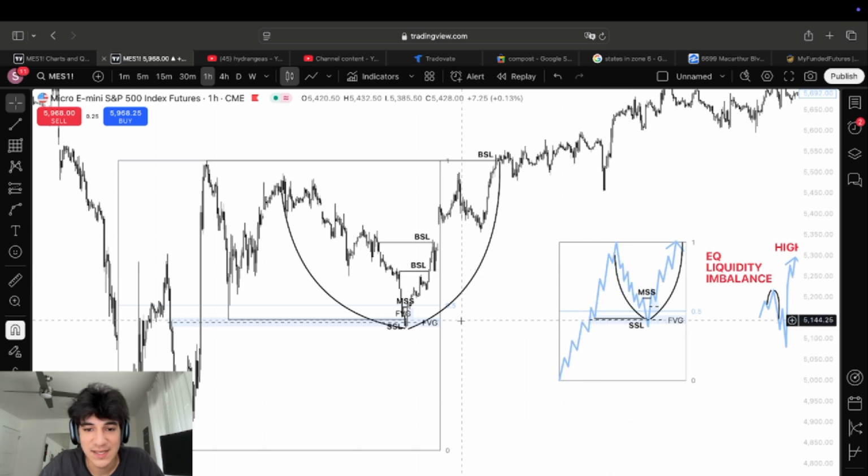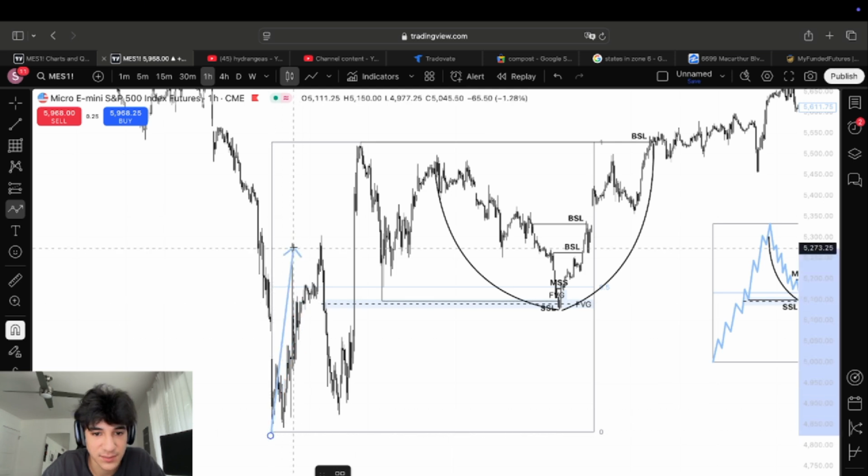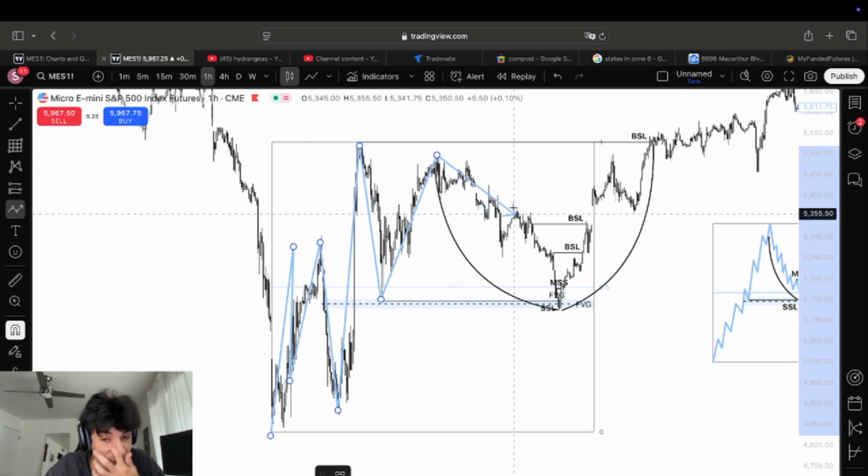So we see that here we get a big expansion. Why? Because on the higher time frame, price looks like this, right? We're coming down, going up, boom, right? And then we're coming back up. And then that's when we make a lower low, and then we kind of start reversing, right?